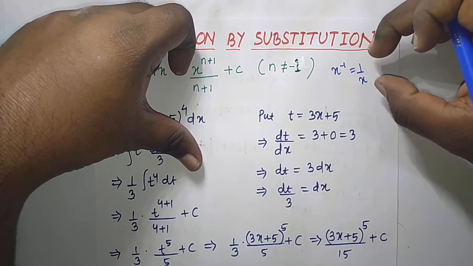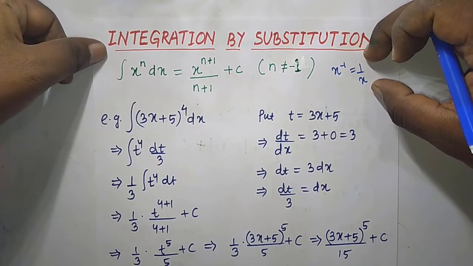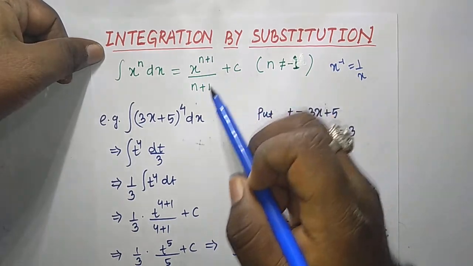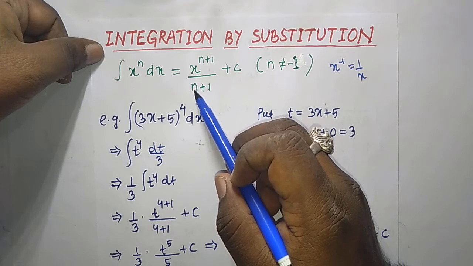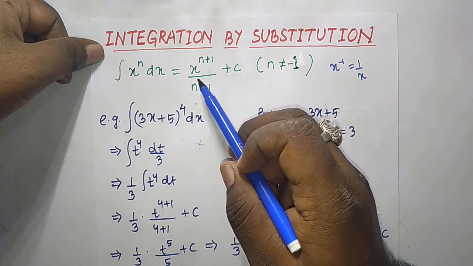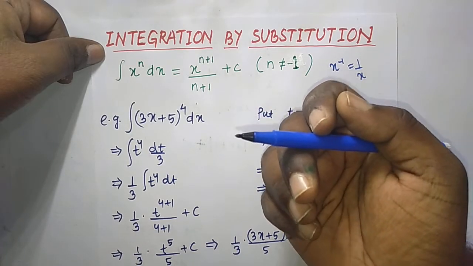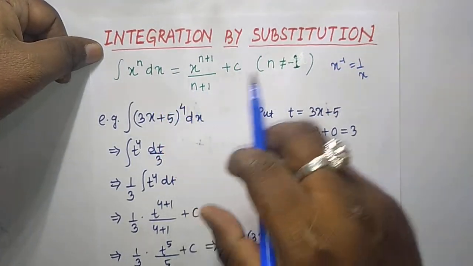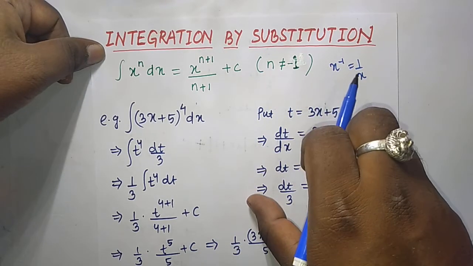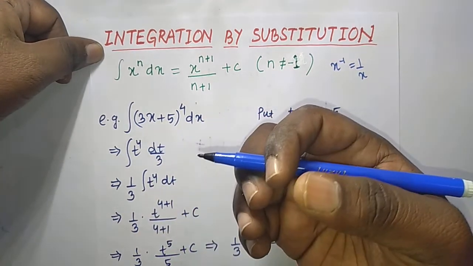And we know the formula for 1 by x. Okay. And you can see here, if you put n equal to minus 1, then the integrand doesn't exist, because if you put minus 1 in place of n, then minus 1 plus 1 is equal to 0, and we know if 0 comes in the denominator, then the fraction doesn't exist. Okay, that's why for this formula we have this restriction that n is not equal to minus 1, and for n equal to minus 1 we have another formula, that is x to the power minus 1, that is equal to 1 by x. Okay, and integration of 1 by x is log x.